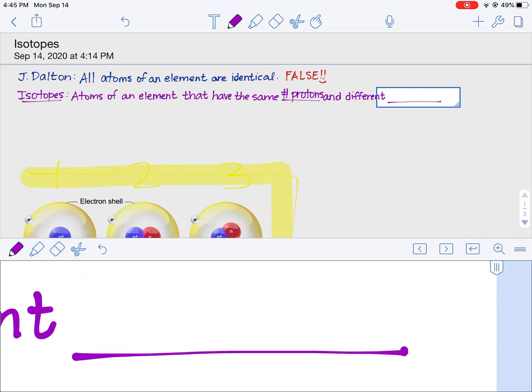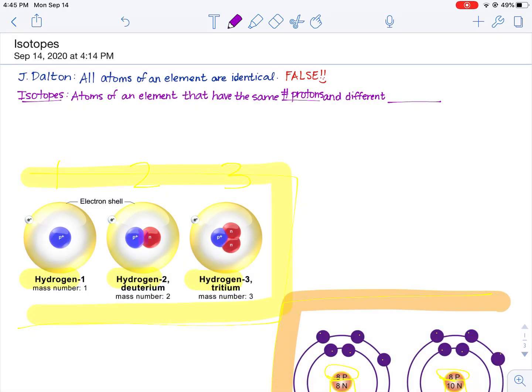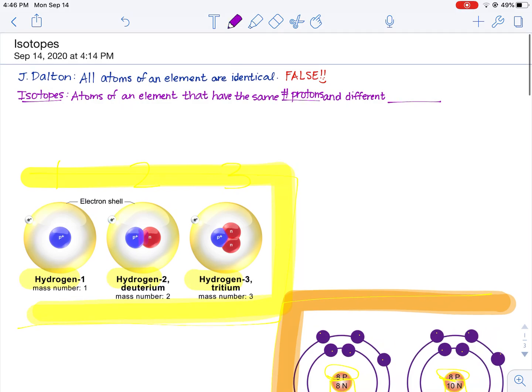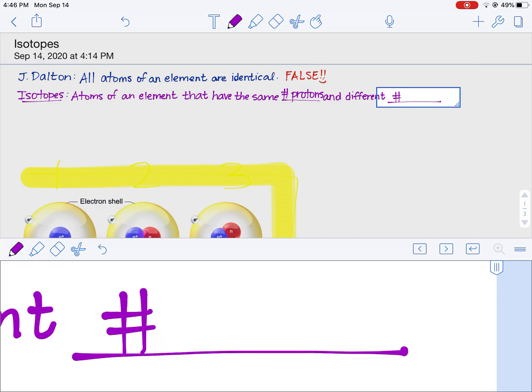and now we have to figure out what's different about them. Let's look at the pictures again. Picture of hydrogen, which was our yellow box here. What is different? The number of red spheres that they have in the nucleus. The red spheres are meant to represent the lowercase n, which are neutrons. When you're looking at the second example, again, what's different is their number of neutrons. So let's add that to our definition. They have different number of neutrons.